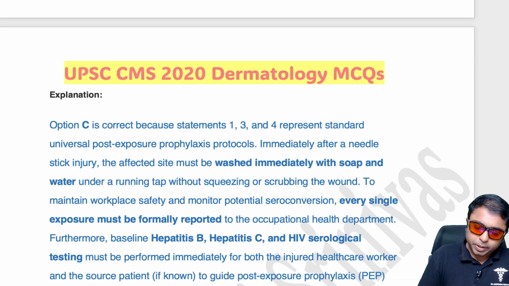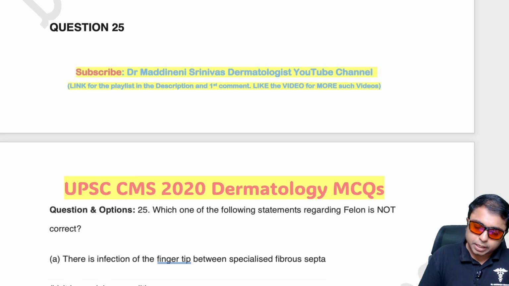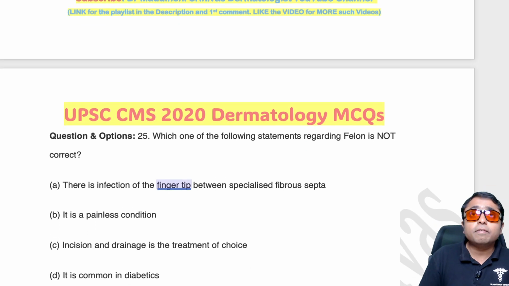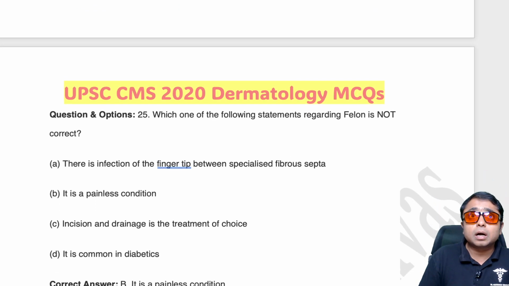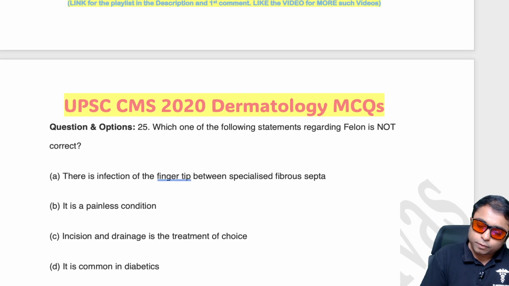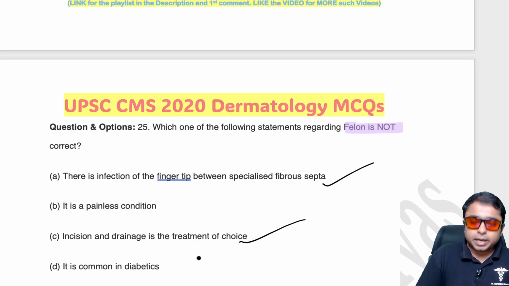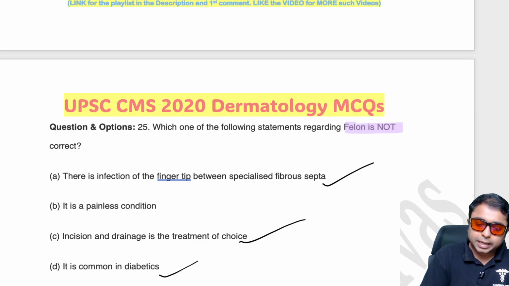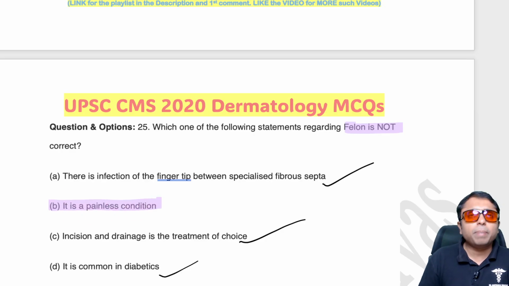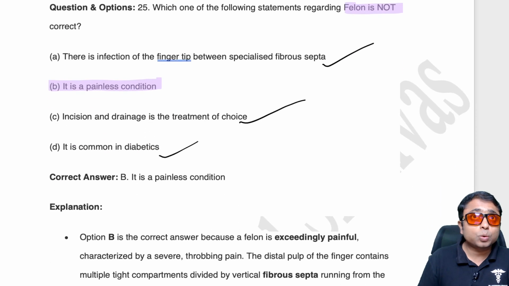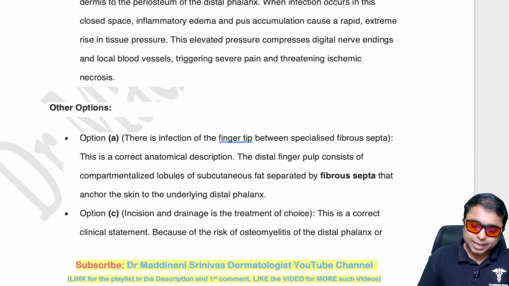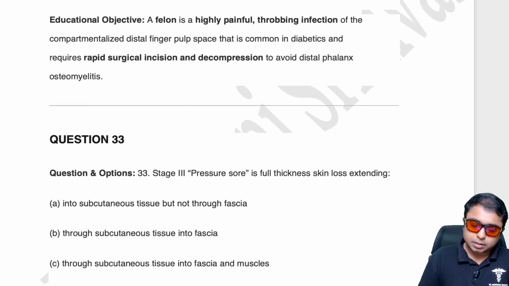Okay. So coming to the next question, which of the following is true about the felon? All the following are correct except, so which is wrong about the felon? So there is infection of the fingertip, this is correct. Incision and drainage is the treatment of choice, this is a correct statement. It is common in diabetics, absolutely correct. It is very painful but not painless, so option B is the exception among the statements.